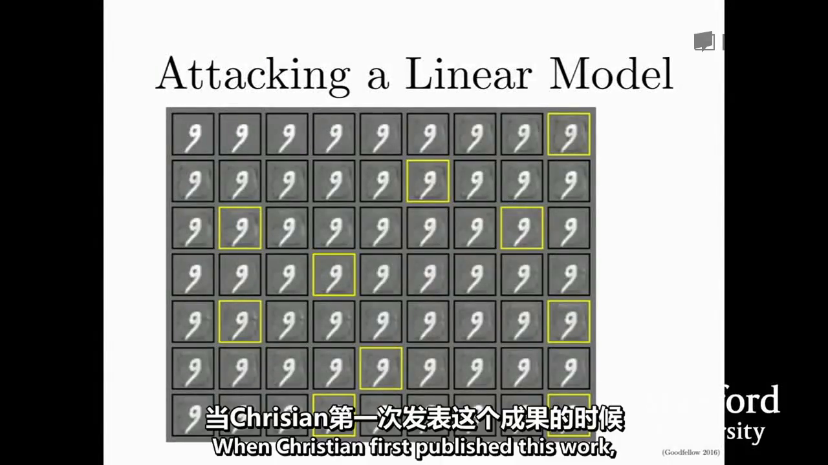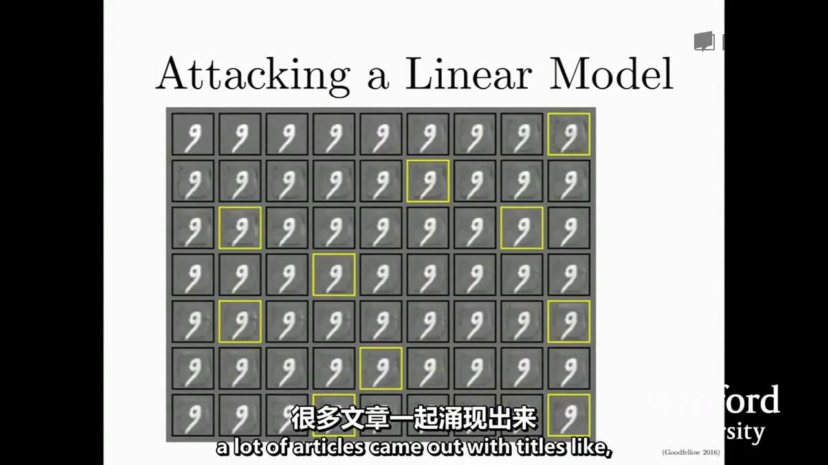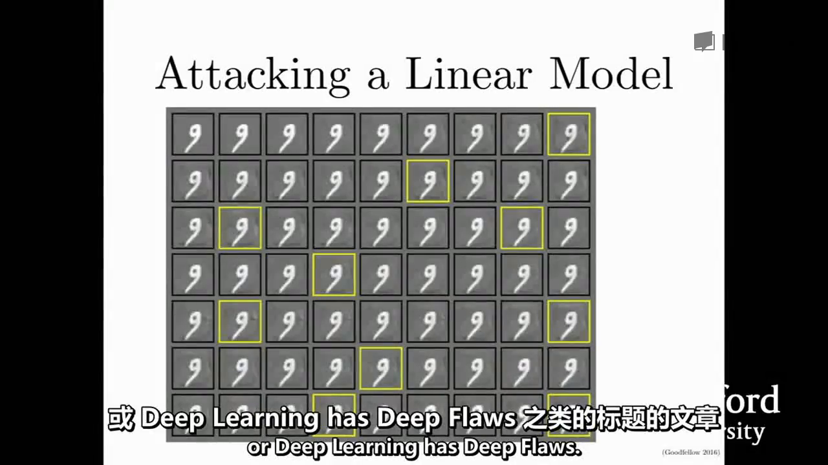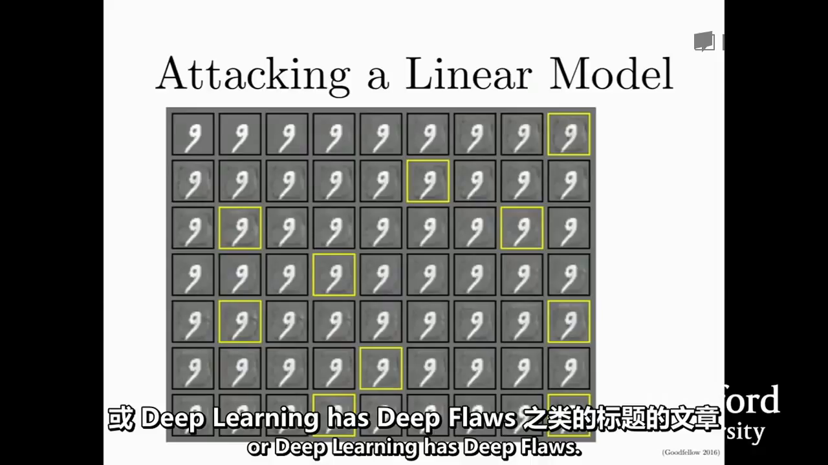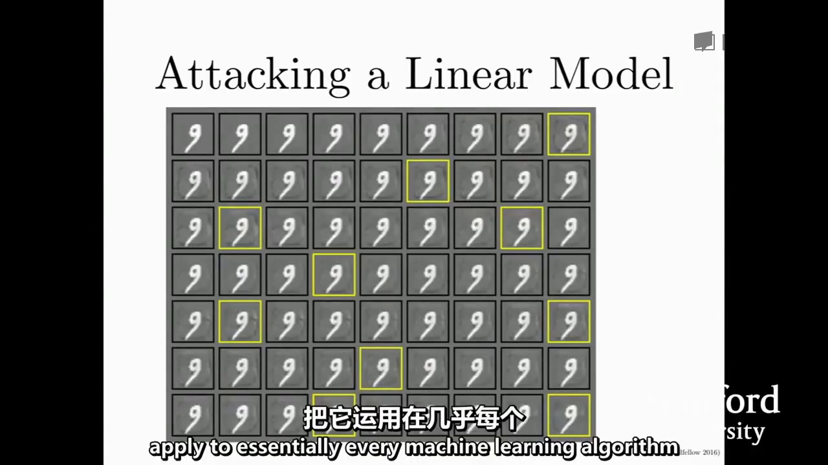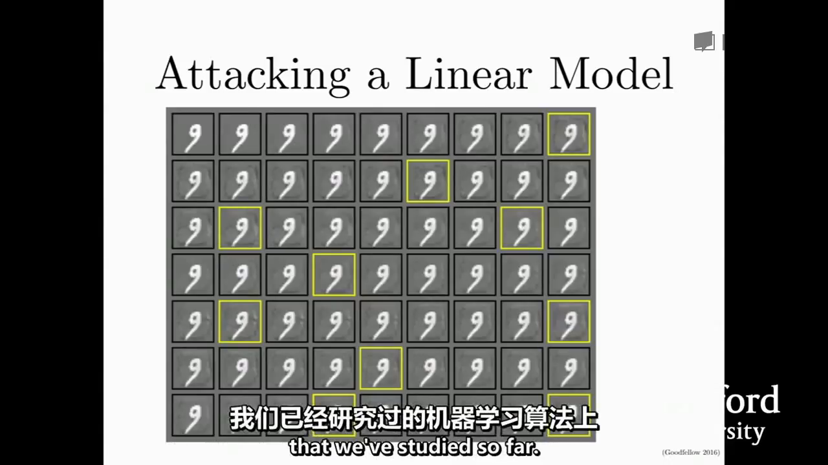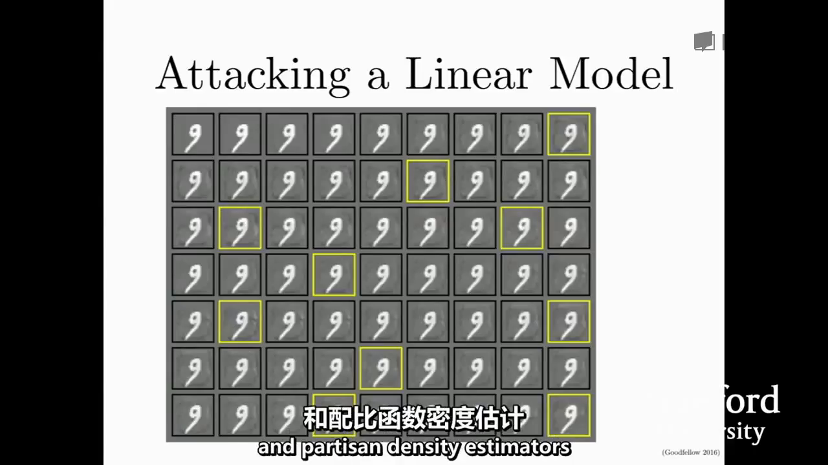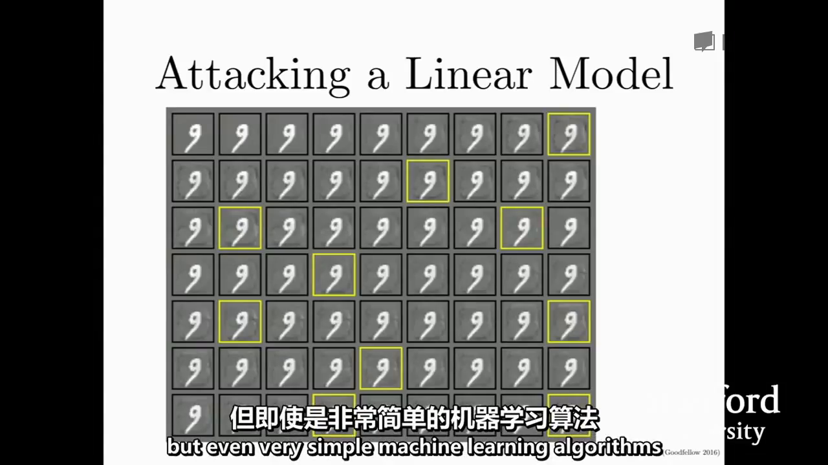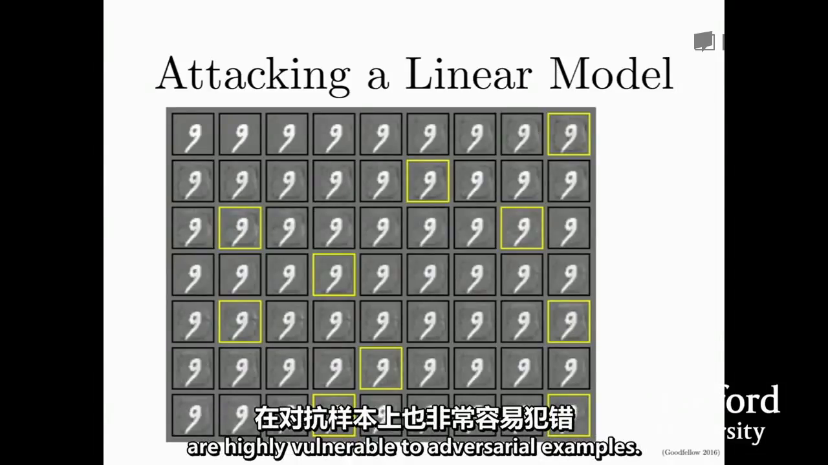When Christian first published this work, a lot of articles came out with titles like "The Flaw Lurking in Every Deep Neural Network," or "Deep Learning Has Deep Flaws." It's important to remember that these vulnerabilities apply to essentially every machine learning algorithm that we've studied so far. Some of them, like RBF networks and Parzen density estimators, are able to resist this effect somewhat. But even very simple machine learning algorithms are highly vulnerable to adversarial examples.